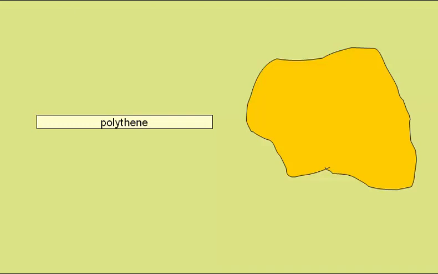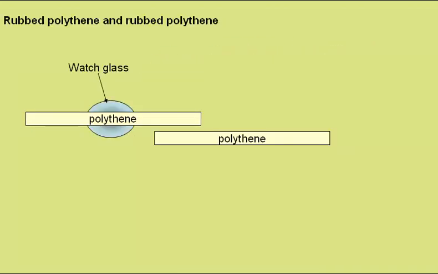Charge. If you take a polythene rod and rub it with a cloth, like this, then freely suspend the rod by, for instance, resting it on a watch glass, like this, then bringing towards it another rubbed polythene rod, the freely suspended rod will move away, like this. The two rods repel.